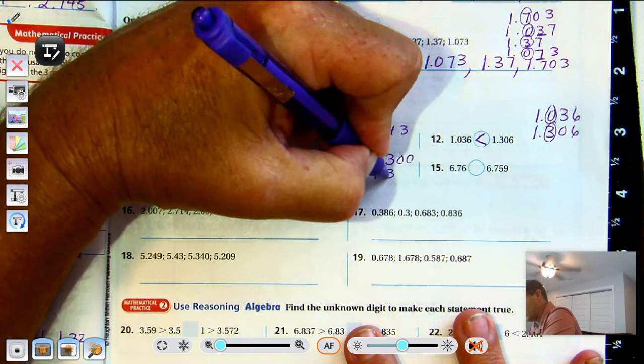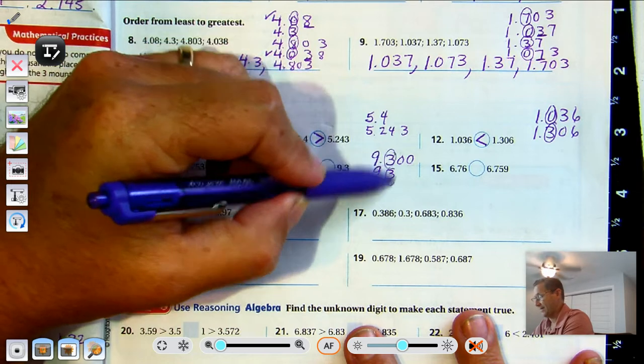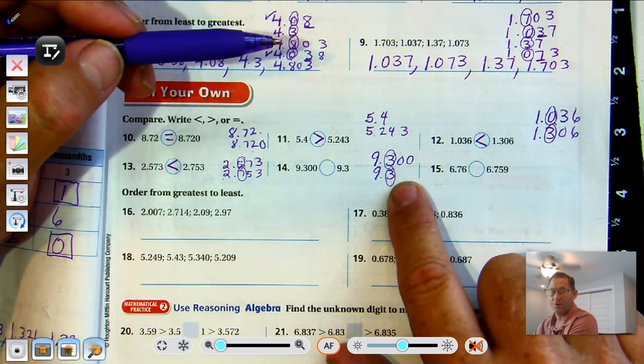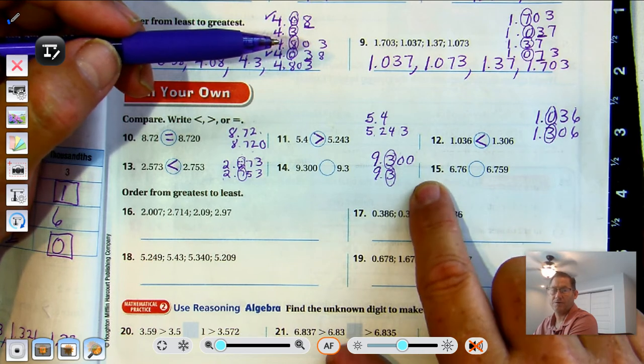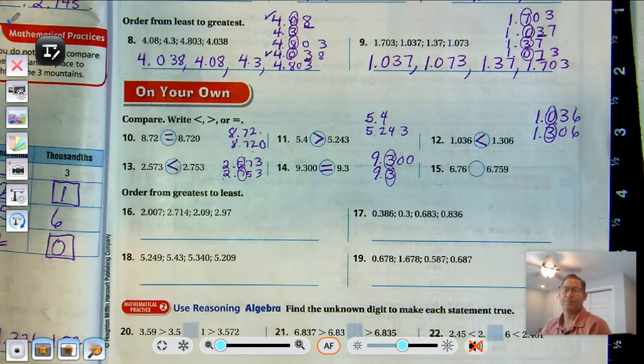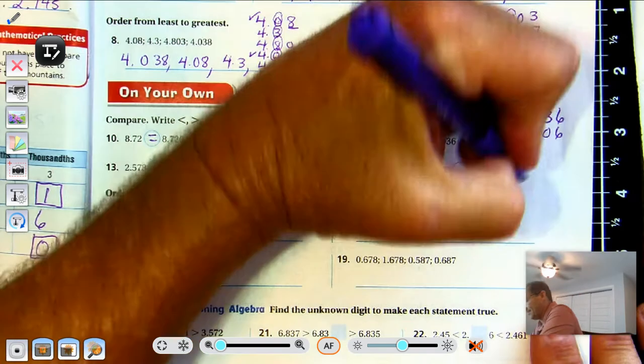9.300 compared to 9.3. Well, the ones are the same. The tenths are the same. There are no hundredths, and there are no hundredths here. There are no thousandths. There are no thousandths. These two numbers are the same. Okay? They have the same value. Number 15.